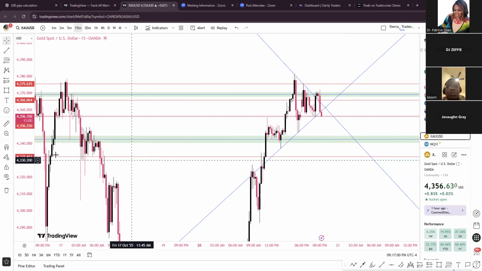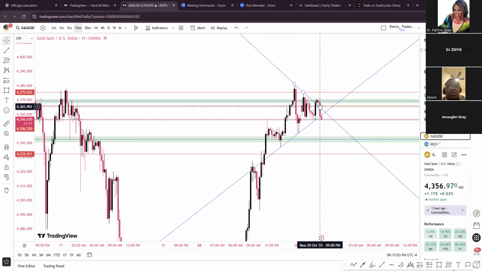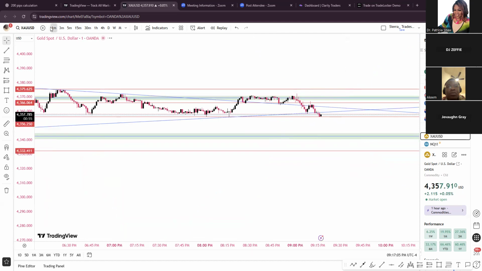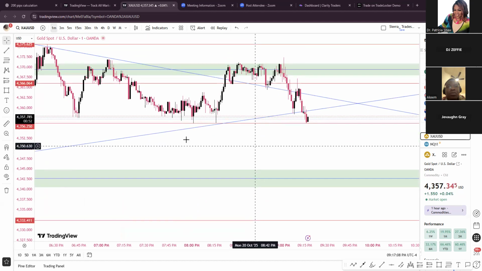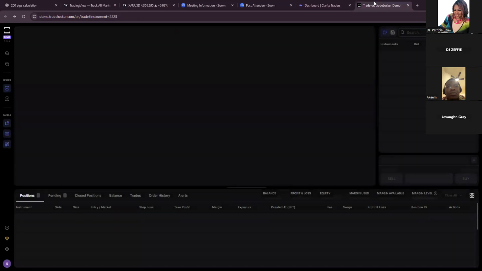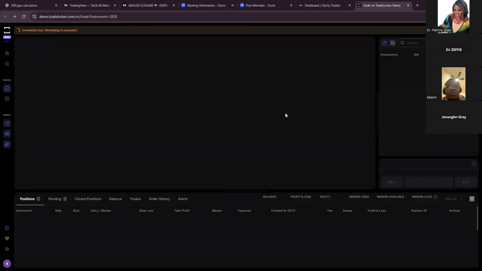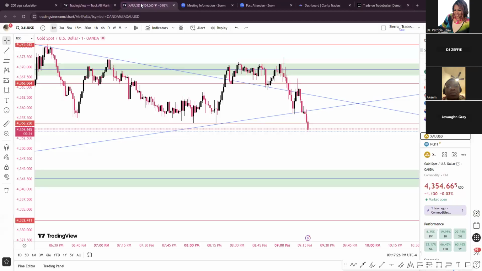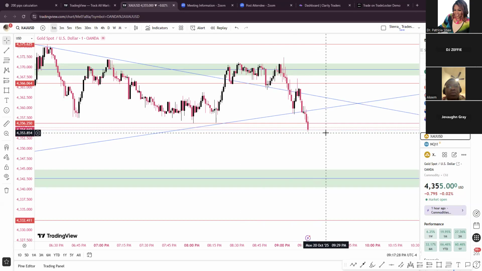Okay, we've broken outside of that wedge with this nice bearish candle here. We're coming to our 4-hour low. Come on. All right, we've broken our 4-hour low. Look on your broker before you get on and make sure that price has broken the 4-hour low.